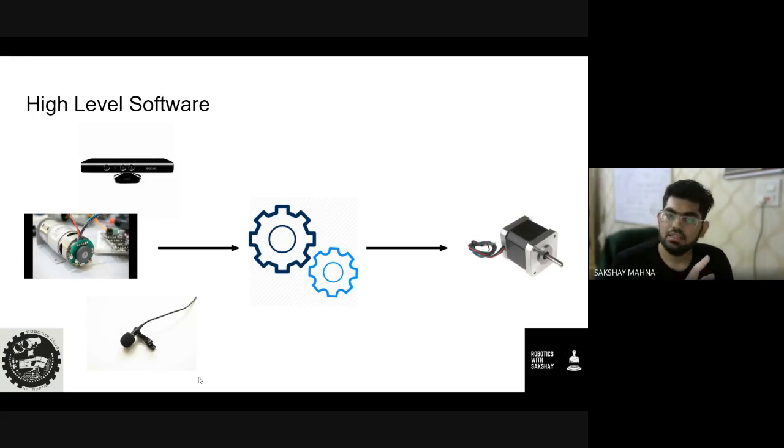Now we have taken these commands from each of these inputs. We need to process these inputs and finally give out a command to the motor to move accordingly. So this forms the high-level software. All the popular algorithms like motion planning algorithms, computer vision, and so on come under this category of high-level software.